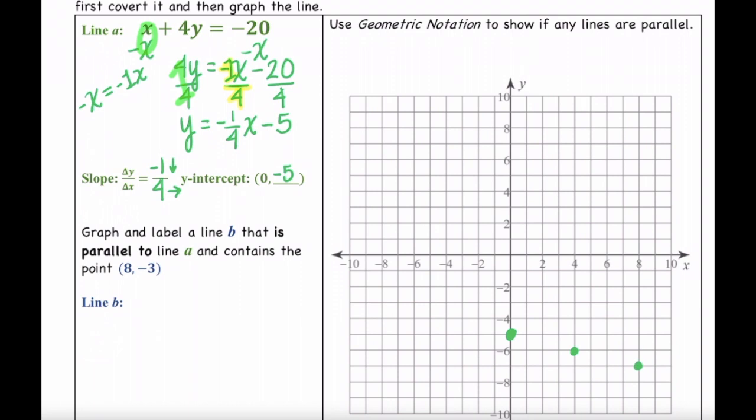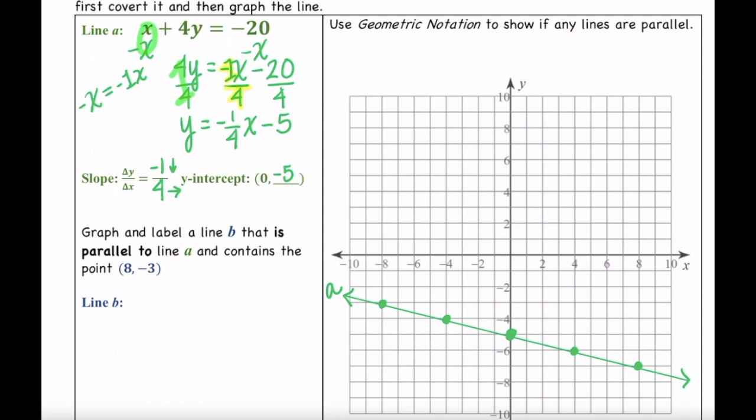And I've run out of room. So going back to (0, negative 5), I'm going to go up 1 and left 4 until I run out of room, and graph these in a line. I'm going to put arrows on either side and label this as line A. All right, that wasn't too bad.